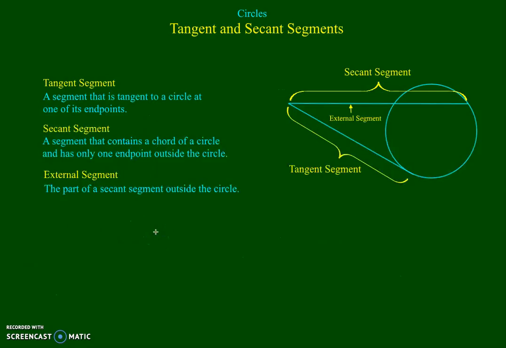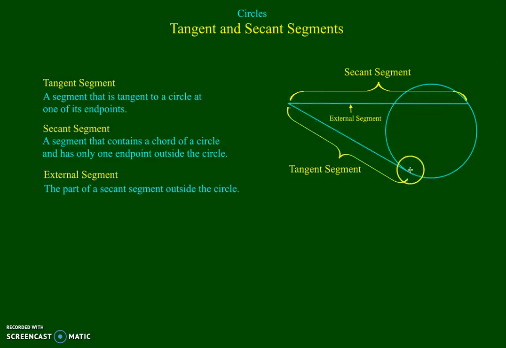Continuing with our discussion of segments inside circles, we have a few new definitions that we have to cover. The first one is a tangent segment. A tangent segment is a segment that is tangent to a circle at one of its endpoints.